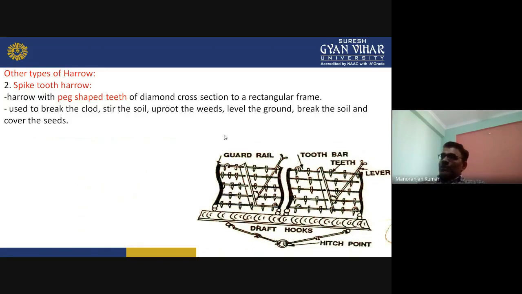These pegs are fitted to a rectangular frame. This type of harrow is used to break the clods, stir the soil, uproot the weeds, level the ground, break the soil, and cover the seed. So this is the hitch point. Through this hitch point, you can attach this implement to the tractor or to animal power like the bullock.